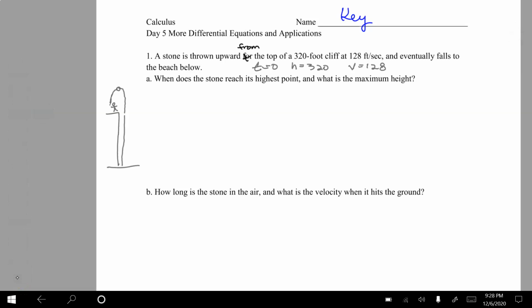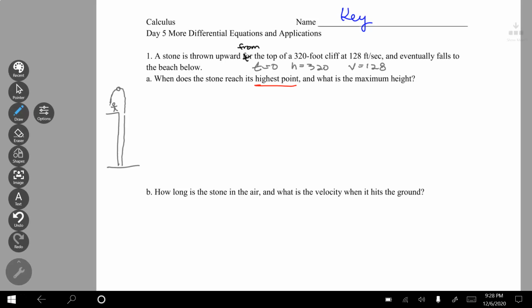Okay, here we go with day 5. We're going to work more with differential equations and applications, applying them to physics. So we have this stone that's thrown from the top of a 320-foot cliff at 128 feet per second. It eventually hits a beach below. I need to find the highest point.